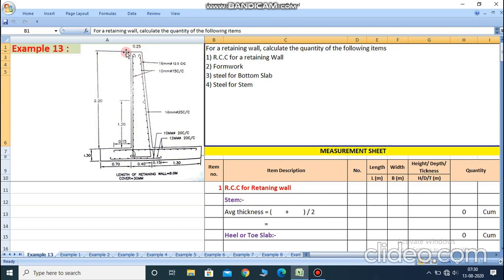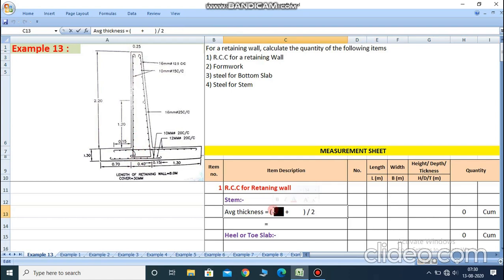The thickness of the retaining wall is given as 0.25 meter at the upper side, and 0.40 meter at the bottom side. So we take the average thickness: 0.25 plus 0.40 divided by 2. The average thickness is 0.325 meter. Here a single wall is provided, so we write 1 here.